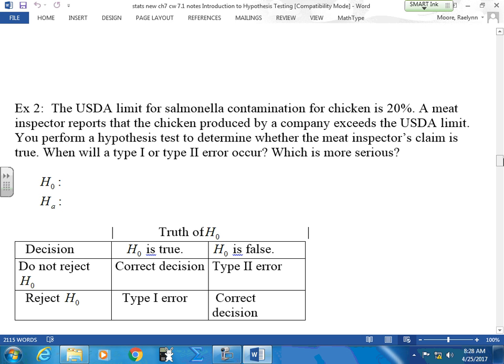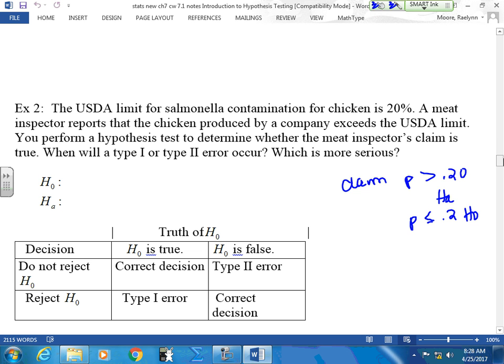So you perform a hypothesis test to determine whether the meat inspector's claim is true. Here's his claim: that we exceed the 20%. So how do I say exceed? Greater than or equal to? Greater than, right? Is this my H0 or HA? HA. What's my H0?